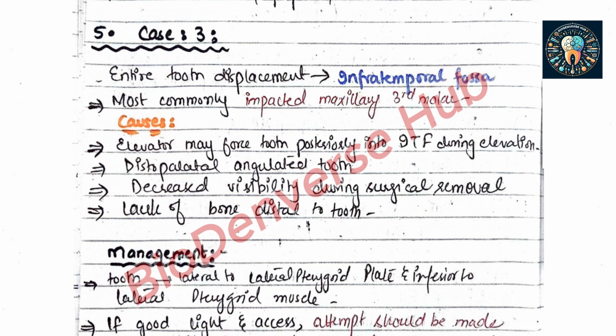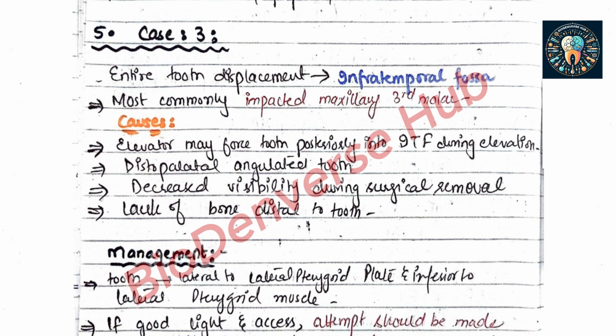Now we will be studying another case in which the entire tooth displacement has occurred into the infratemporal fossa. And again, the most commonly involved tooth is the impacted maxillary third molar. We will be studying the causes as well. Causes include the elevator, which may force the tooth posteriorly into the infratemporal fossa during the elevation, or the distopalatal angulated tooth, or decreased visibility during the surgical removal of the impacted maxillary third molar, or the lack of bone distal to the tooth could also be a reason for displacement of the tooth into the infratemporal fossa.